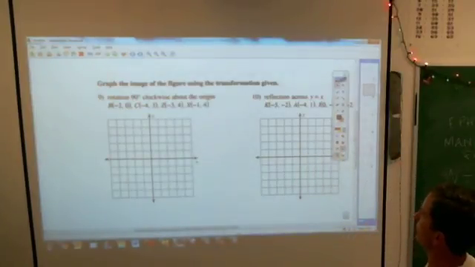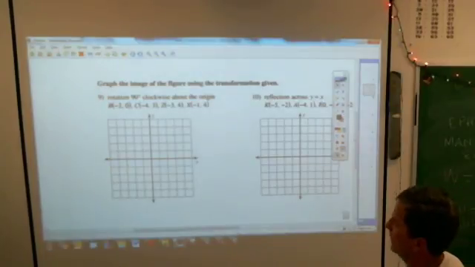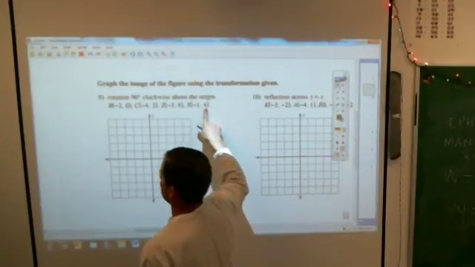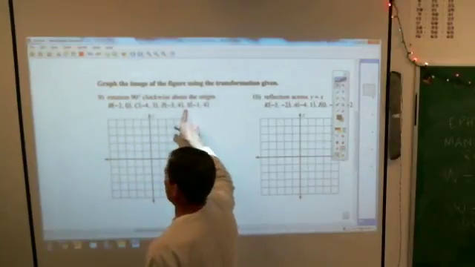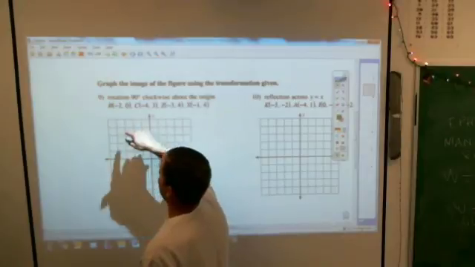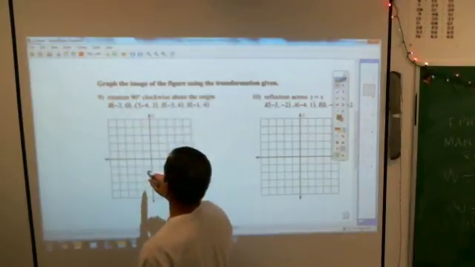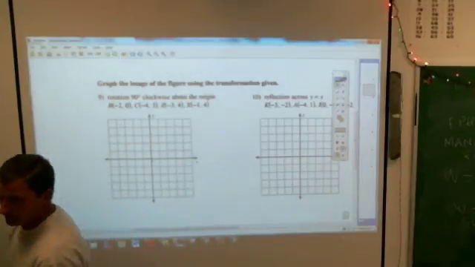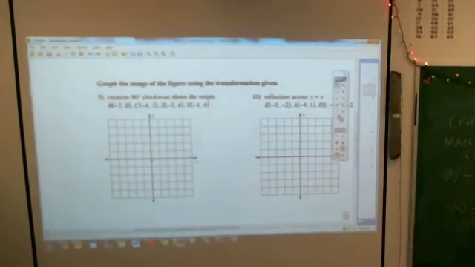Nine and 10, I'm going to give you about 4 minutes to try number 9. First thing you have to do is plot these points. You're going to get B, C, Z, and X. And then after you plot it, you are going to rotate it 90 degrees about that origin there. On your mark, get set. First one done wins the grand prize.